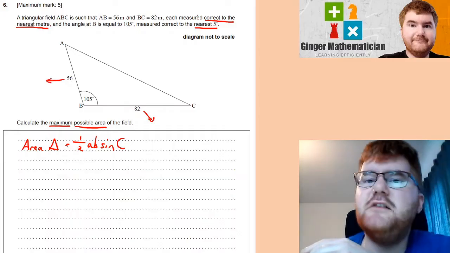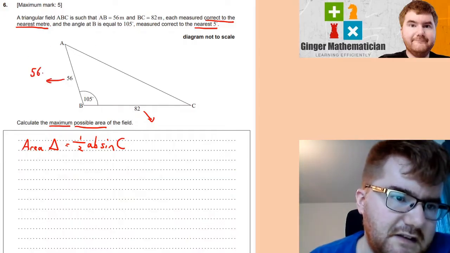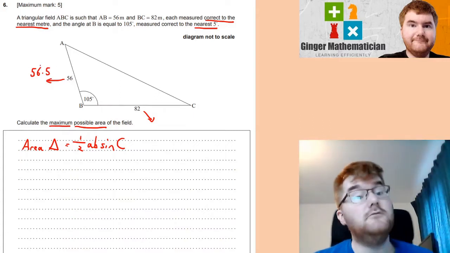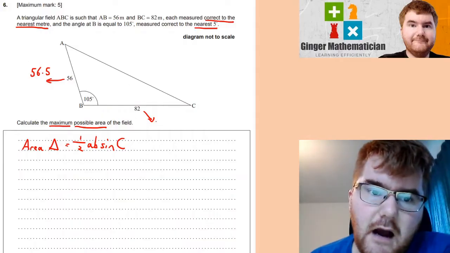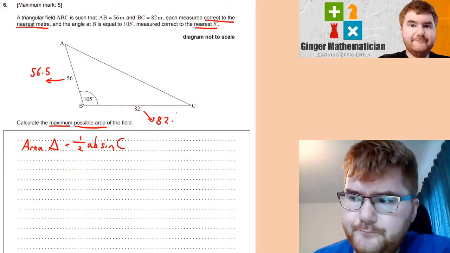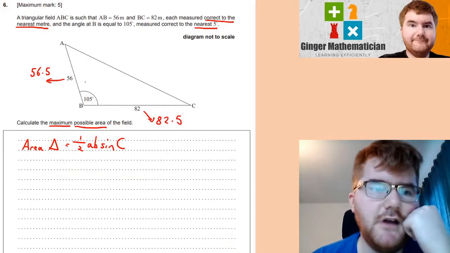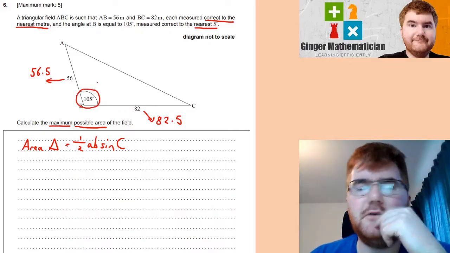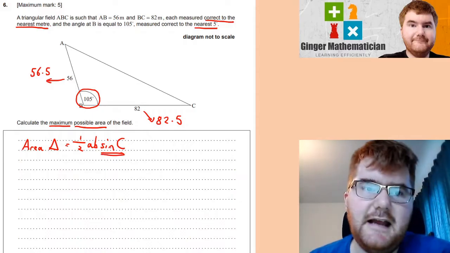So remember, this is rounded to the nearest meter. So our upper bound here is going to be 56.5, because everything below that would be rounded down to 56. Likewise here, the upper bound is going to be 82.5. And this is where the question gets a bit tricky, because we have this angle here and we want to find the upper bound. However, we want to find the upper bound for the sine of that particular angle.